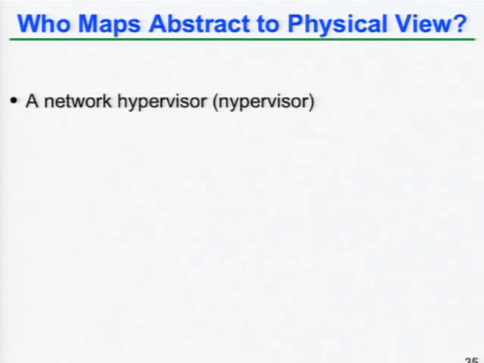So who maps this abstract view to the physical view? We're going to define something called a network hypervisor. I've come up with the worst piece of terminology in the world, hypervisor, because when I call it a hypervisor, everybody gets very confused and says, isn't that what VMware sells? So it's a network hypervisor, and it's a hypervisor because it's a layer between this abstract model and the network operating system.